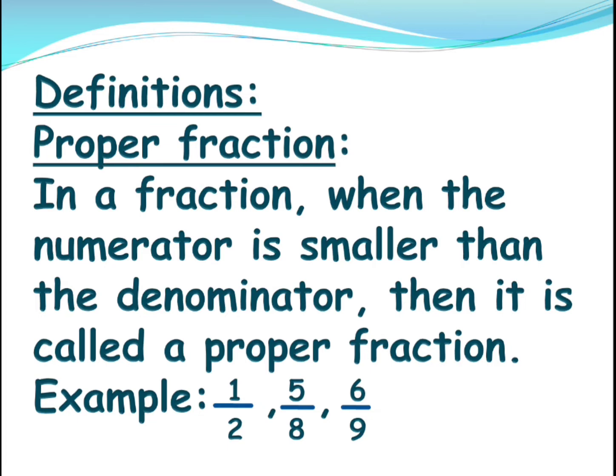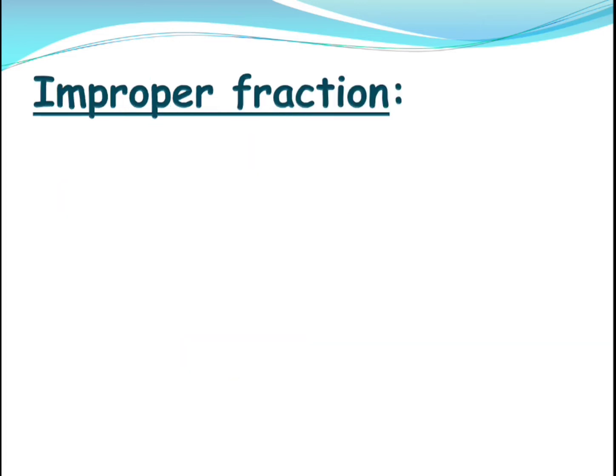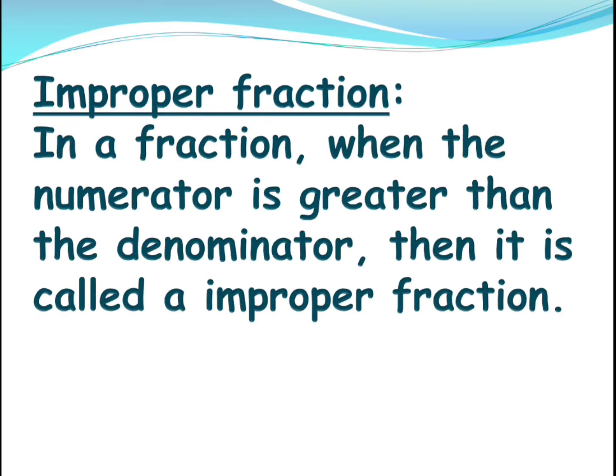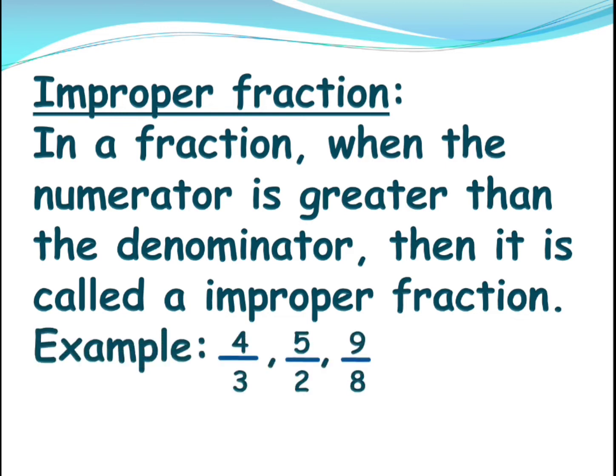Okay, children. Now coming to the improper fraction, which is the opposite of a proper fraction. That means the numerator will be more and the denominator will be less. So in a fraction, when the numerator is greater than the denominator, then it is called an improper fraction. Okay, example, 4 by 3. So 3 is the small number, which is the denominator, isn't it? 4 is the bigger number, which is the numerator.